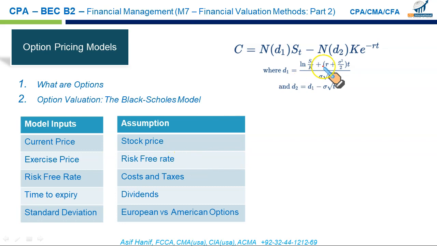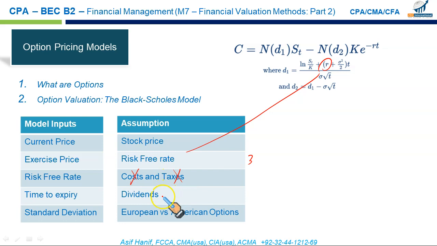Second, the risk-free rate used here is assumed to be constant over the option life. If the option is for 3 months, this risk-free rate, R, will stay the same for 3 months. Then the third assumption is that there are no costs, no taxes, no transaction cost. You can challenge this assumption because whenever we make a stock transaction, there is a cost called commission.